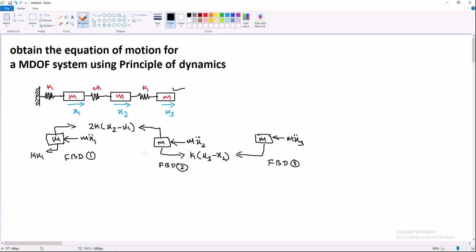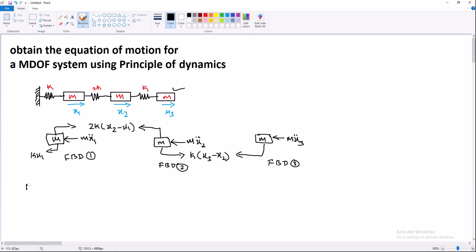In this way we can have the free body diagram of each mass connected between the springs. The spring constants, the masses and the displacements x1, x2, x3 will be given in the question. Once I have applied this to the given system, I would like to write the equations for each of the masses: for free body diagram 1, 2, and the third mass.